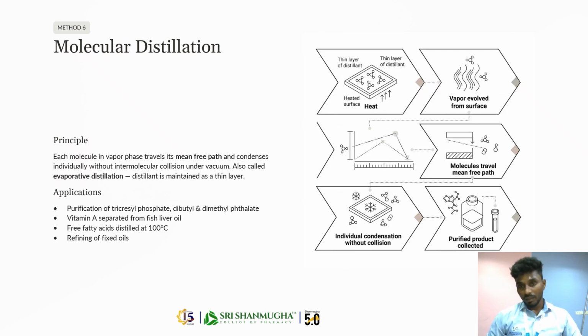This is the outline of the process of molecular distillation. The thin layer is distilled. Heat is applied to the heated surface, and the vapor evaporates from the surface. The molecules move from bottom to top, and in this graph the molecules travel their mean free path, with individual condensation without collisions. The purified product is collected on the outside. So that is the basic molecular distillation method.